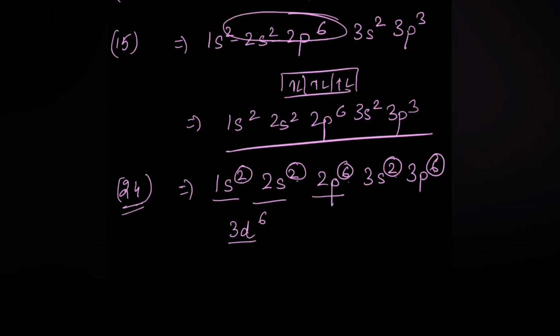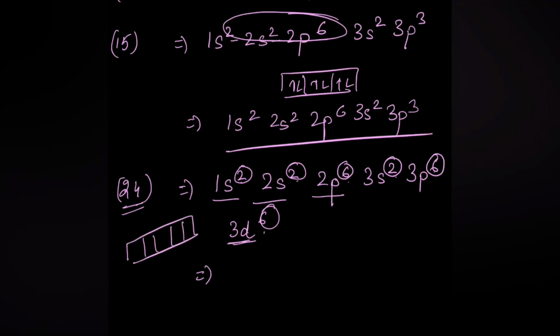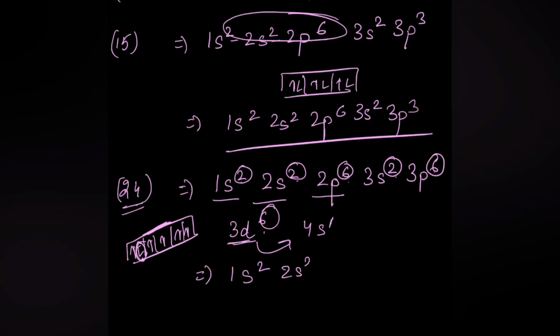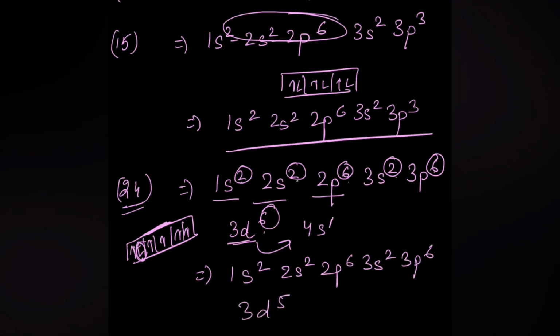3d6. Now one thing is important, that while writing electronic configuration, the d orbital we know has only 5 orbitals in it. So if we fill these 6 electrons over here, if we remove this one electron, then it will be half filled. So there is a principle that if you get a suitable condition in which you have to remove one electron and you get the condition of half filled, then remove it from here and put it in the next one, that is 4s1. So this will be written as 1s2, 2s2, 2p6, 3s2, 3p6, then 3d5 and 4s1. So this will be the electronic configuration.